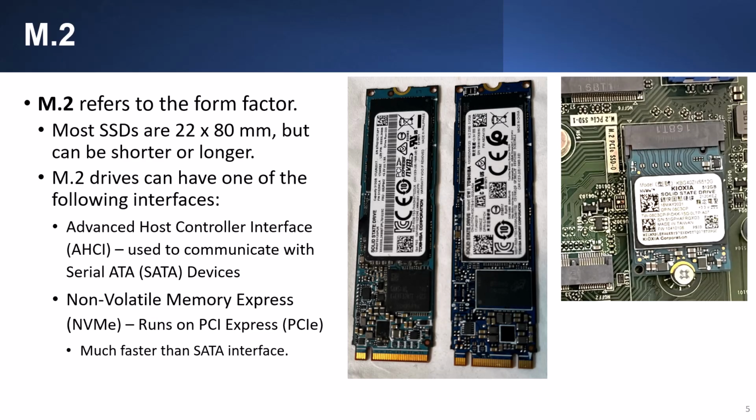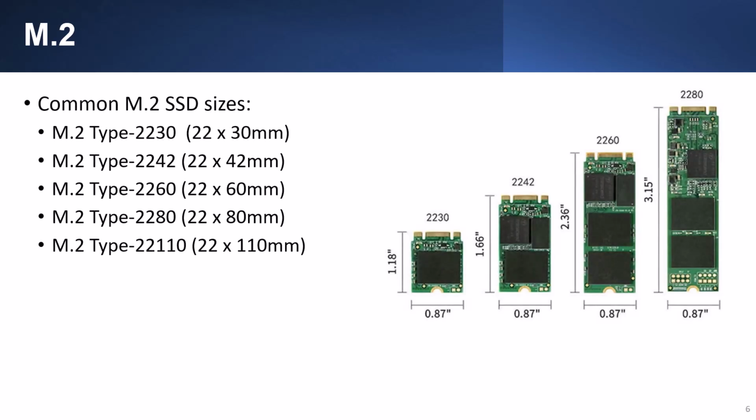M2 refers to the form factor. Most SSDs are 22 by 80 mm, but can be shorter or longer. M2 drives can have one of the following interfaces: Advanced Host Controller Interface, or AHCI, which is used to communicate with the serial ATA SATA devices, and Non-volatile Memory Express, which runs on PCI Express, which is much faster than the SATA interface. Here are common M2 SSD sizes, ranging from 22 by 30 mm to 22 by 110 mm.